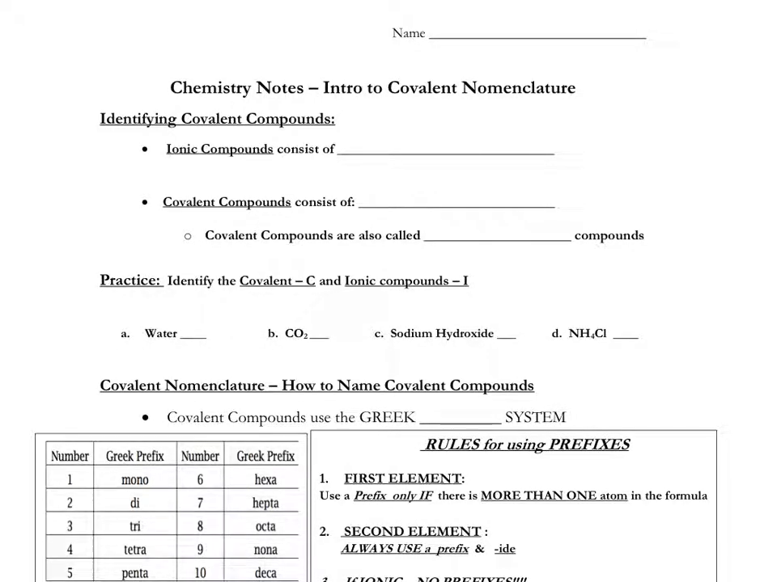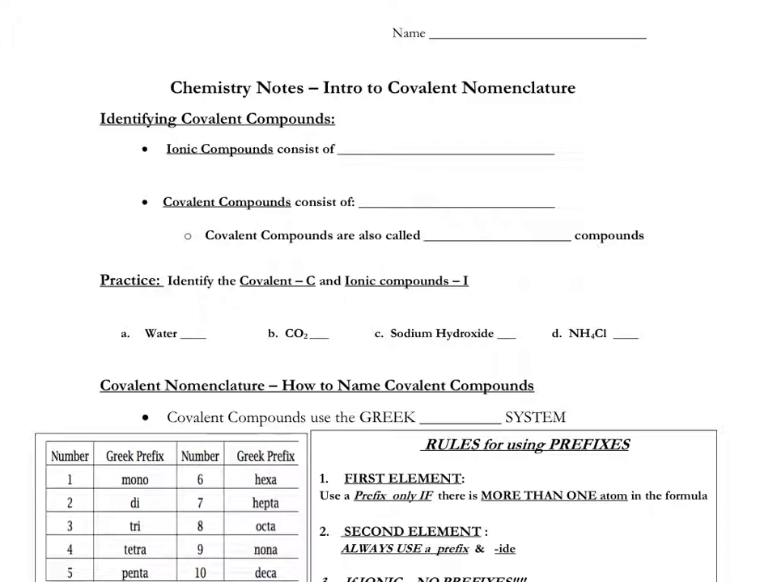All right, welcome everybody. This is our intro to covalent nomenclature. Previous to this point, we've talked about ionic bonds, ionic compounds, and how to name those compounds. Now we're going to look at covalent nomenclature, and then we'll eventually talk about what a covalent bond is and what those compounds look like.